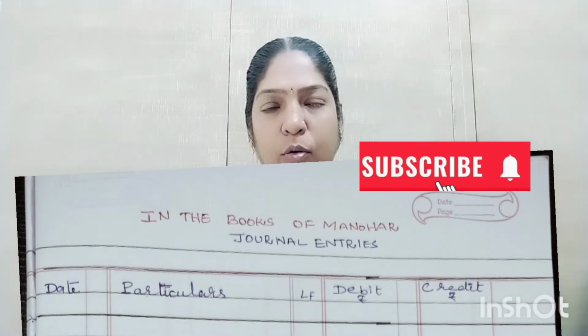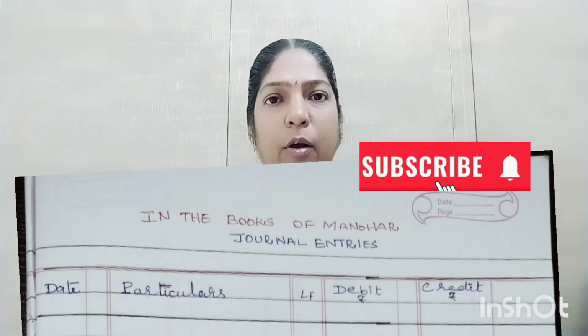Then come to the journal entry. Before we start the journal entry, we have to write the name of the book. Whose book are we going to pass the journal entry in? In the books of Manohar. So we have to write in the books of Manohar for the journal entry. In the center at the top of the notebook, we have to write in the books of Manohar, and on the next line we have to write journal entry.